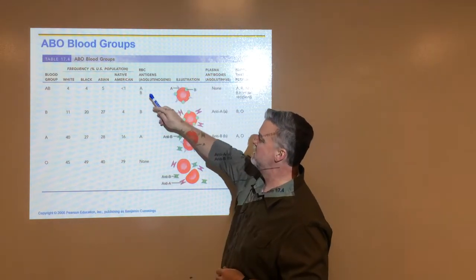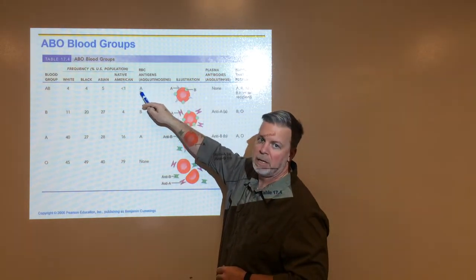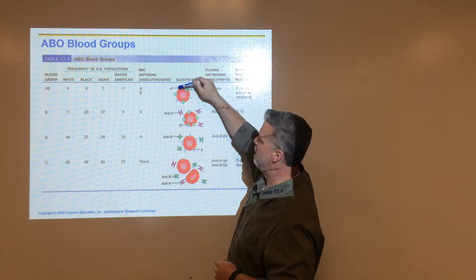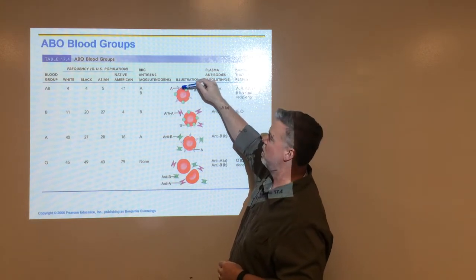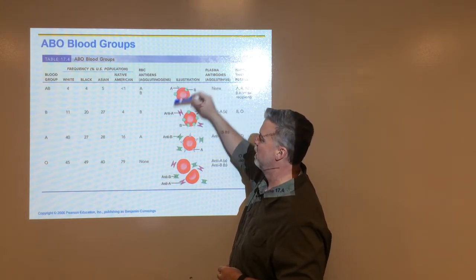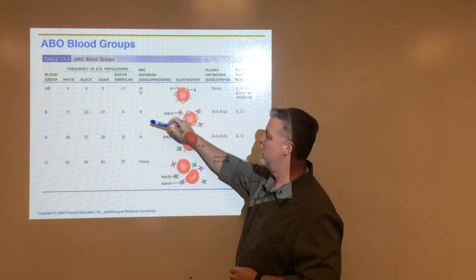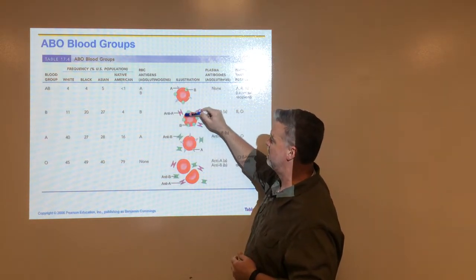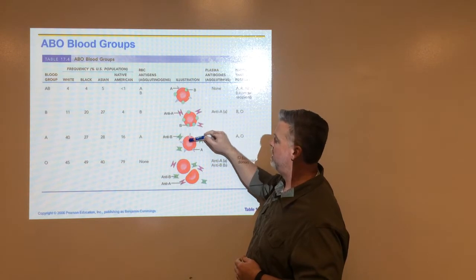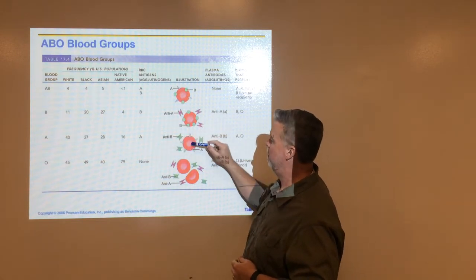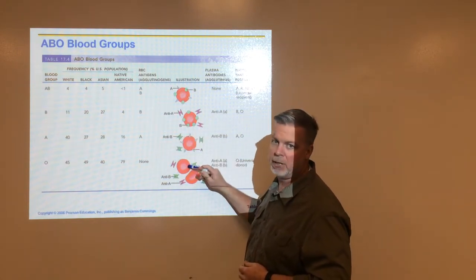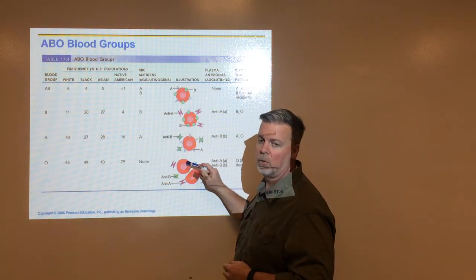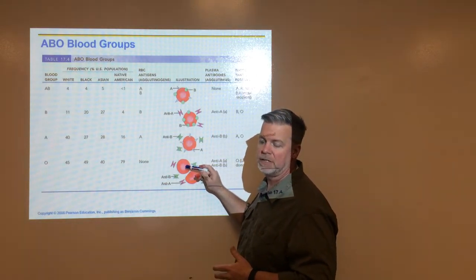And you can see here, this is AB blood type. The reason it's AB blood type is because it has both the A and the B antigens on the surface of the red blood cell. Down here we've got B-type blood, and we've got B antigens on the surface. A-type blood gives us the A antigens, and then O-type blood has neither A nor B antigens on the surface.